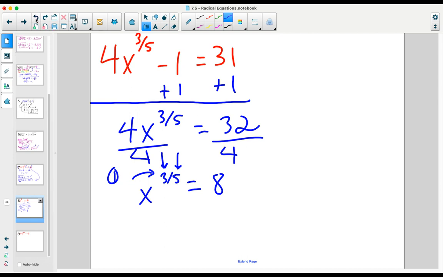I'm not going to do that. We're going to take the whole thing out in one move, and we're going to do that by raising the entire left-hand side to the power of 5/3. Again, we're going to multiply these exponents together because it's power to a power. So we end up with just x, and 8 is going to get raised to the power of 5/3.